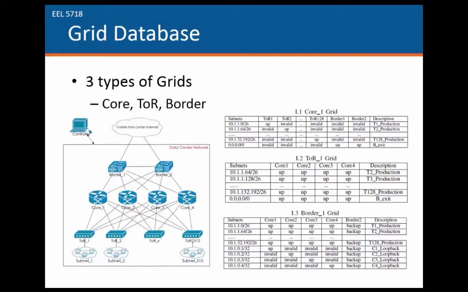So there's three types of grids essentially for each level of the network. Here it shows you an example of that. You have your controller over here, and this controller divides your different subnets into different areas. There's a core grid, a ToR grid, and a border grid. As you go through and cover the different grids, you can see in the grid it tells you what links are up, which links are invalid, and which ones can be used, or backup links. If you look at the bottom right, it shows what the backup links are.